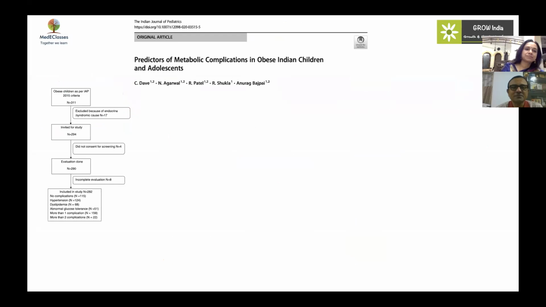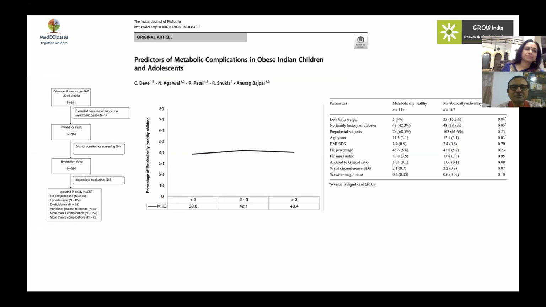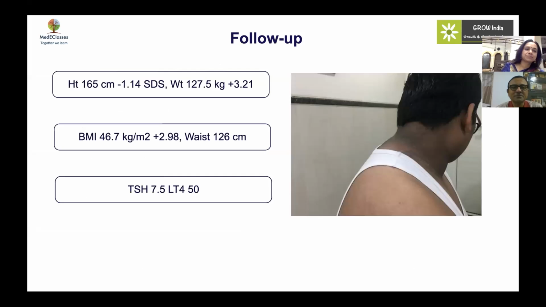And this is our latest study, which was published recently, of 311 children. We found that a large number of these patients, around 50%, had significant metabolic complications, and older children with a family history of diabetes are more likely. So it is very important to evaluate them for glucose tolerance, particularly for fatty liver disease and hypertension. This is something we have to do from that perspective.